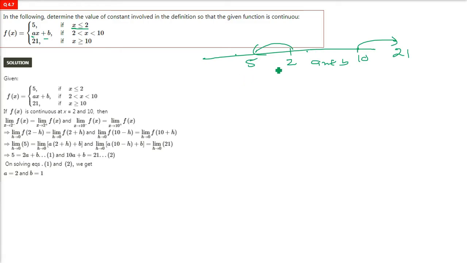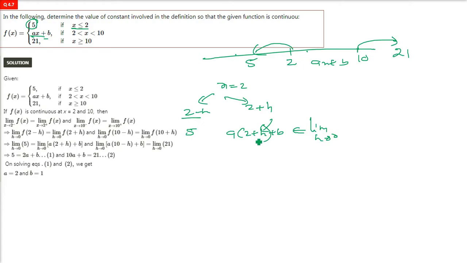So we'll start with x equals 2. 2 minus h will be put here, 2 plus h will be put here for LHL and RHL. You don't have to do anything here because it is already a constant 5. Yes, ax plus b, in place of x, replace it by 2 plus h. So a into 2 plus h plus b. Now apply the limit here. Limit h tends to 0, it will be 2a plus b. So the first equation which you got is 2a plus b equals 5. This is your first equation. 2a plus b is 5.